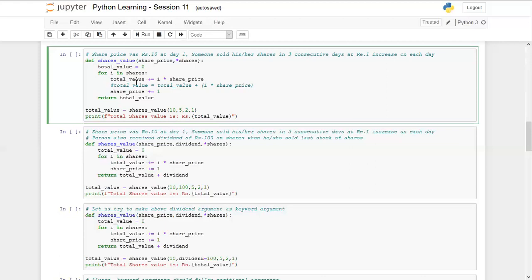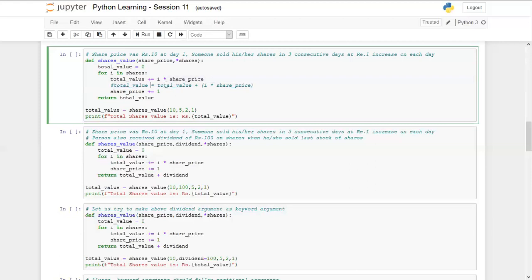Now let's build the logic to find out the total value that the person must have received. For i in shares, total_value, which is right now 0, plus equal to... I think someone asked this question about how it is working. So for clarification purposes, I have written this statement. This statement and the upper statement are exactly the same. You can use either of them. So let's focus on the below one.